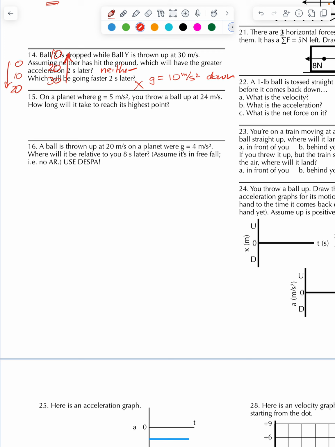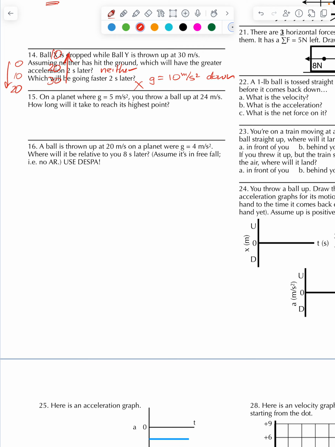15. On a planet where the acceleration due to gravity is 5 meters per second squared, you throw a ball up at 24 meters per second. How long will it take to reach its highest point, its apex, before it starts coming down? Now we can kind of do this, well, actually we'll do it in our head a little bit later. Let's rely on our equations.